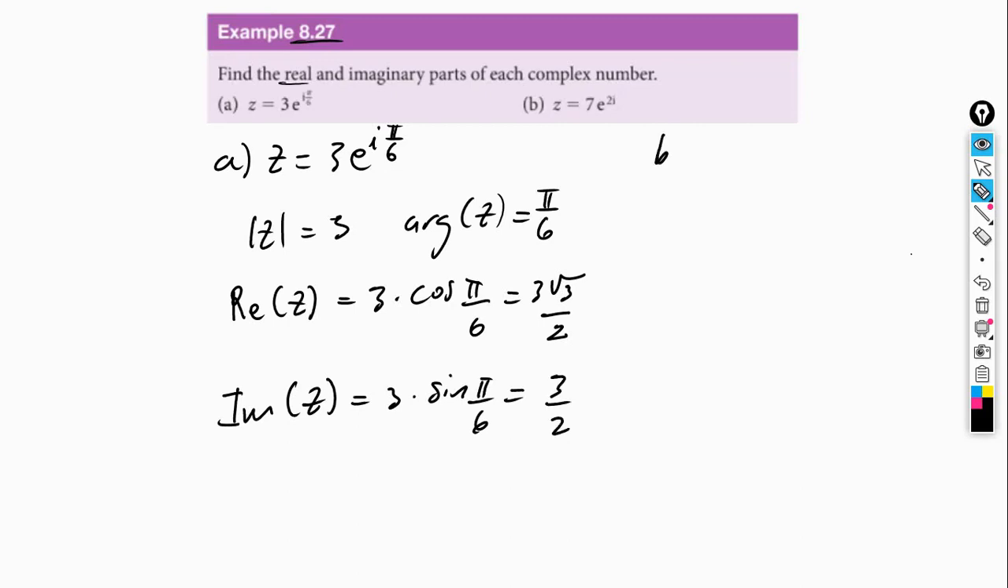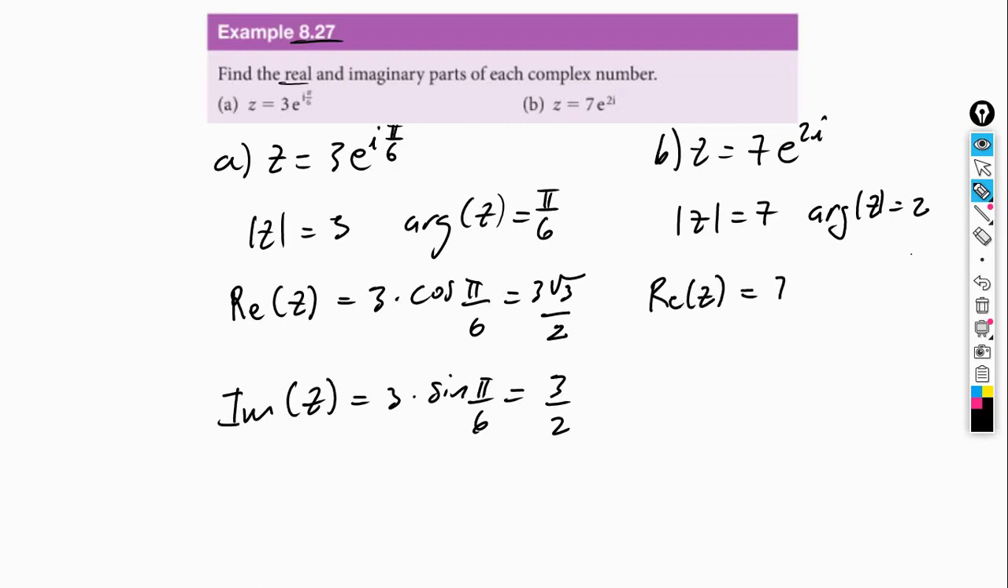For part B, we have z is equal to 7 e to the power of 2i. Now here, the modulus of z is 7, and the argument of z, in this case, is 2. So that means that the real part of z is going to be 7 times the cosine of 2, and we'll leave it here in exact form. And the imaginary part of z is going to be 7 times the sine of 2.